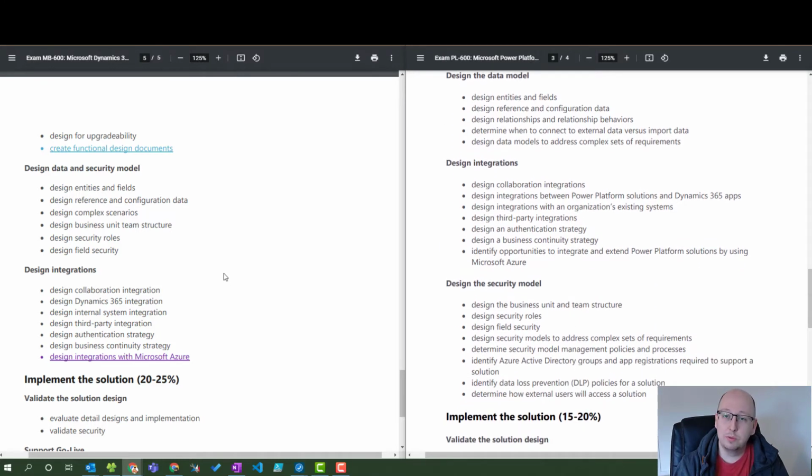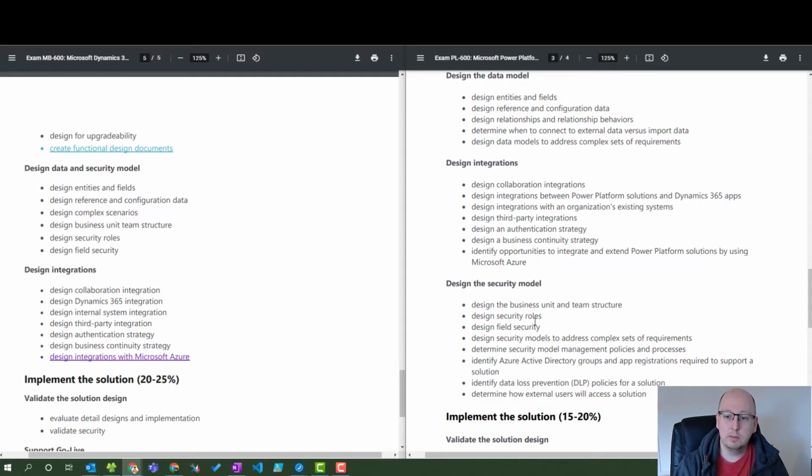Interestingly, one of the things that wasn't tested on the MB600 is design a security model. So designing a security model is very key to most businesses. Most businesses need to know that their data is secure, that it's in the right place, that you're going to be able to update things easily, and you can have that granular level of security. So it says design business units and team structures, design security roles, design field level security.